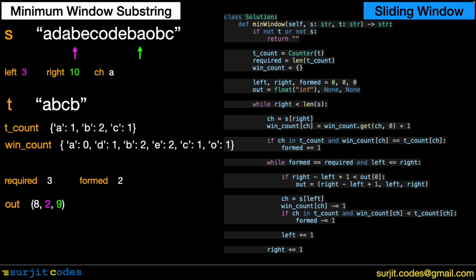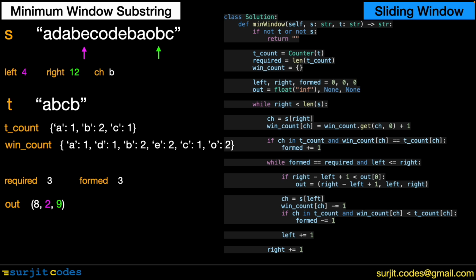Right becomes 10 where the character is A, so the count of A in winCount becomes 1 once again and formed becomes 3. This means that the contraction loop will start once again. The length of the new window is the same as that of the old, so out is not changed. The character at left is B, the count of B is reduced to 1 in winCount and formed is reduced to 2. Left becomes 4 and the loop terminates because required is not equal to formed.